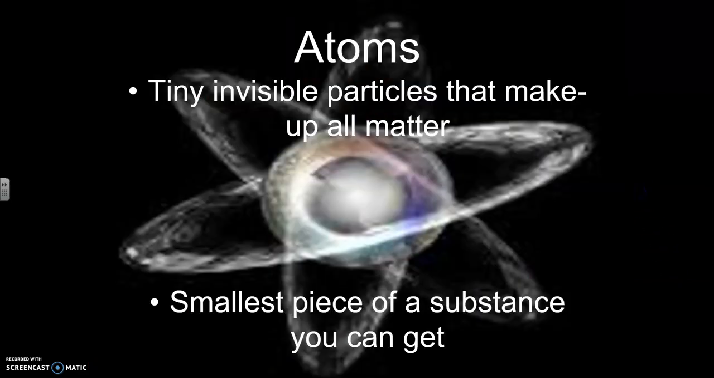When we're talking about what matter is made of, we're talking about atoms. Atoms are tiny, indivisible particles that make up all matter. They're the smallest piece a substance can get before it loses the properties of that substance. Okay, we'll go a little bit more into atoms when we get into our matter unit.